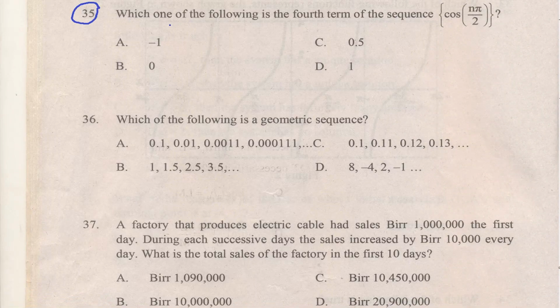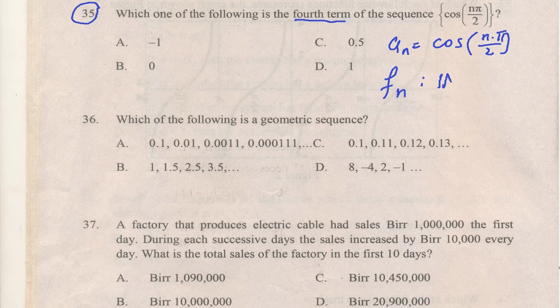Question number 35, it says which one of the following is the fourth term of the sequence cosine n times pi over 2. As you can see, the function cosine is given, and in the bracket the numerator is n multiplied by pi, then divided by 2. And for this sequence our general term is cosine of n times pi divided by 2. A sequence is a function f n defined from the set of natural numbers into the set of real numbers. This f1 will be the first term, f2 will be the second term, f3 will be the third term, then f4, and so on.